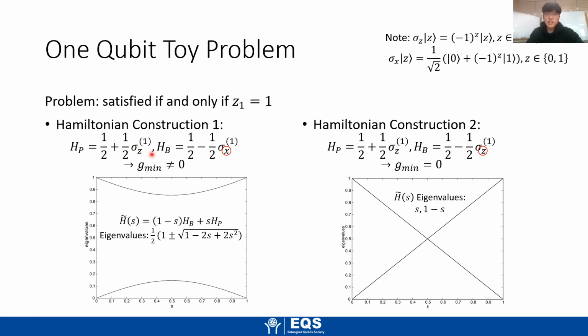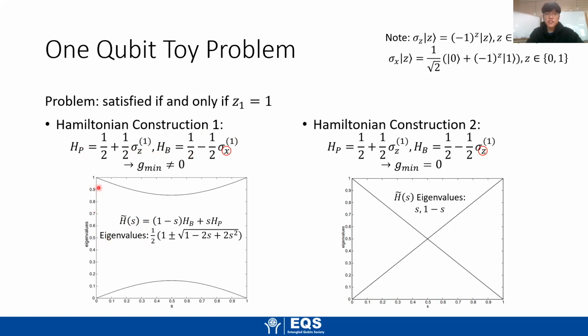So we can see that the ground state of HP is the 1 state, and we construct the initial Hamiltonian as follows. Then we can create this H tilde S and then solve the eigenvalue problem. And then we can see that the eigenenergies are as follows.